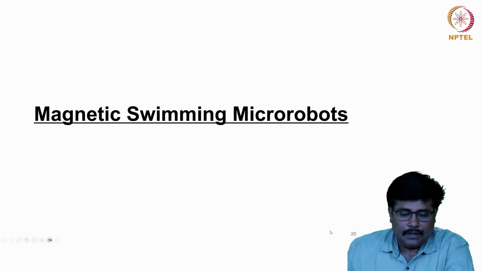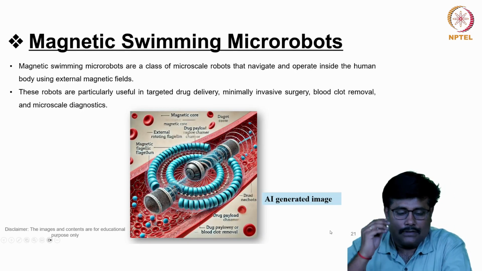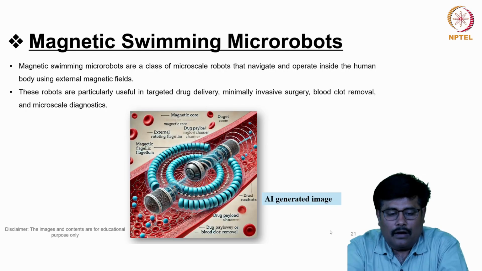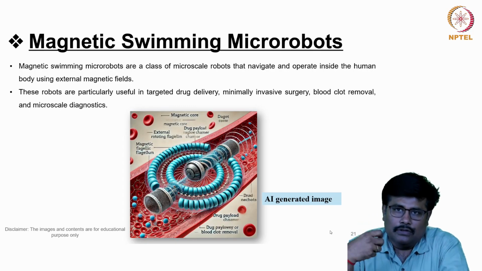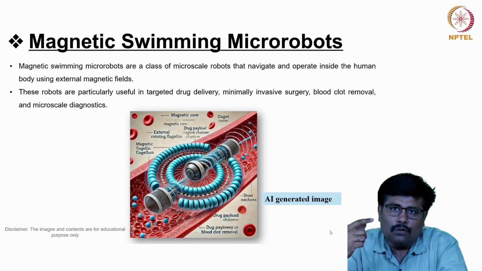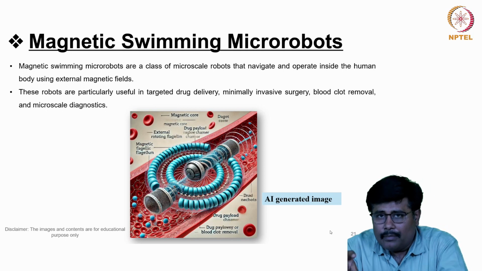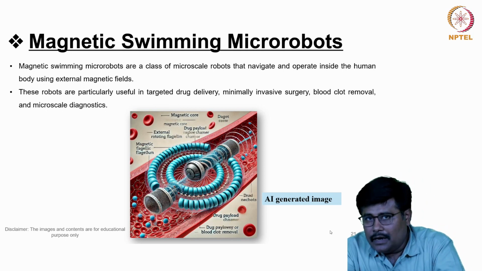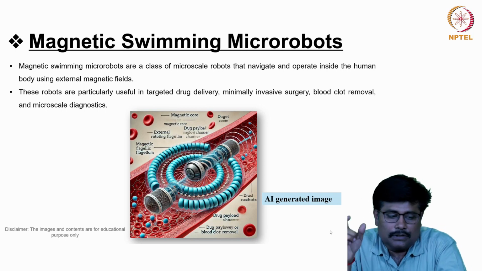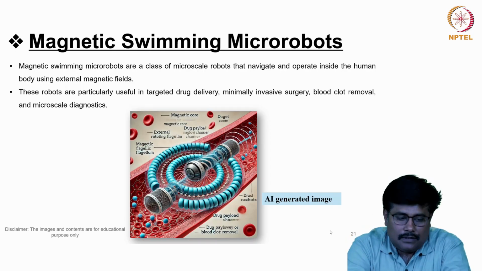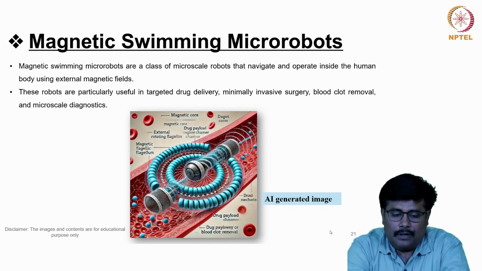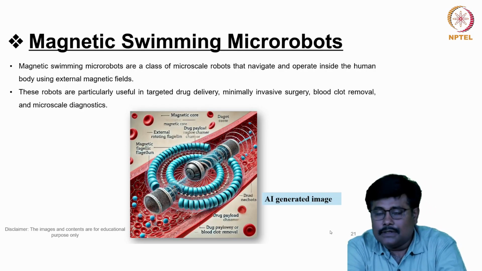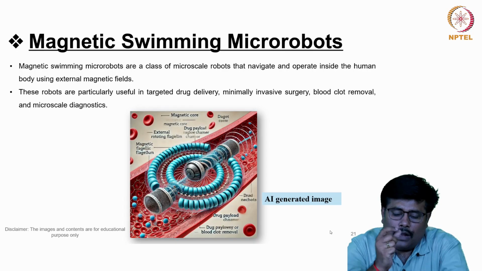As far as these magnetic swimming micro robots are concerned, these are a class of micro scale robots that navigate and operate inside the human body using an external magnetic field. So we can have control over the locomotion by giving an appropriate magnetic field to this system, so that we can locomote these objects appropriately. These robots are particularly useful in targeted drug delivery, minimally invasive surgeries, blood clot removal, and certain micro scale diagnostics.